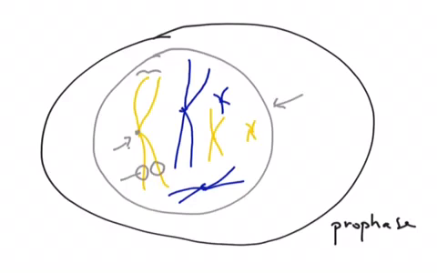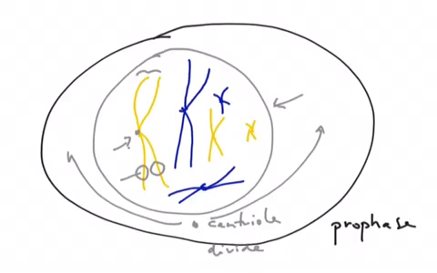As we move through prophase, a number of things happen. Now, the other thing that we need to note here is that there is an organelle called a centriole in the cell, and the centriole itself will divide, and one centriole will go towards one end of the cell, and the other will go to the other end of the cell.